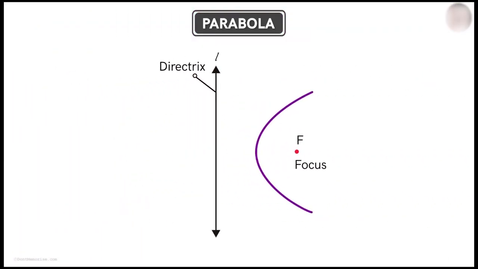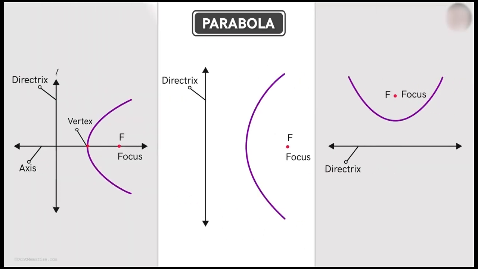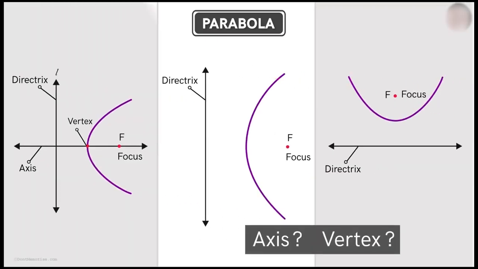Now consider one last thing. In this parabola, let's draw a line that's passing through the focus and is perpendicular to the directrix. Notice that the part of the parabola above the line is the mirror image of its part below this line. That is, the parabola is symmetric about this line. This line for a parabola is called its axis, and the point where the parabola intersects the axis is called its vertex. Note that the distance of the vertex from the directrix is the same as its distance from the focus. Okay, now can you tell me what will be the axis and the vertex of these two parabolas?